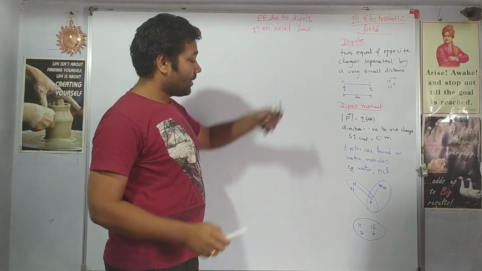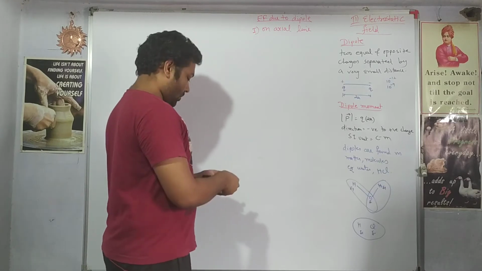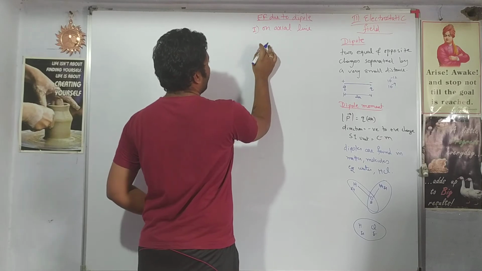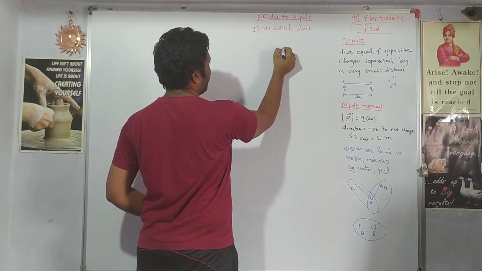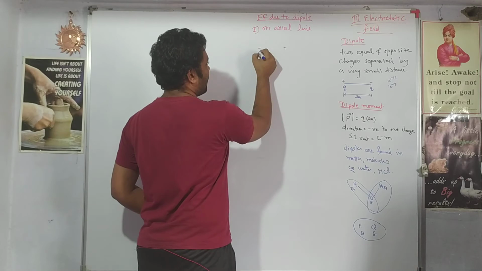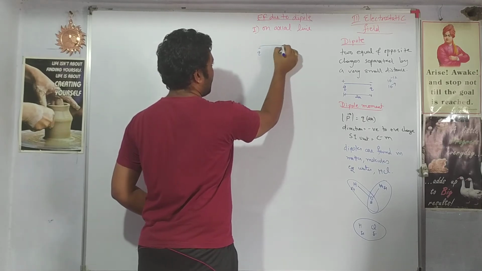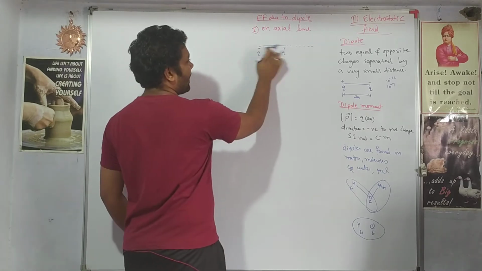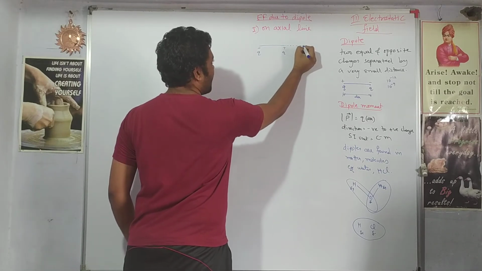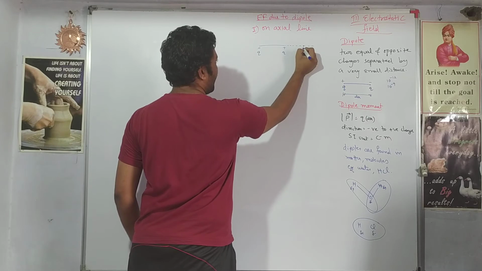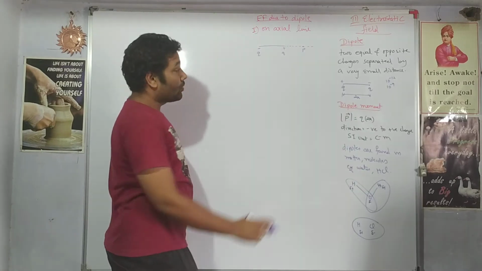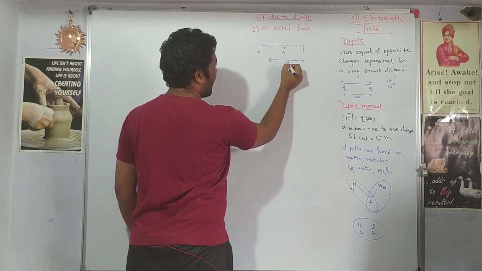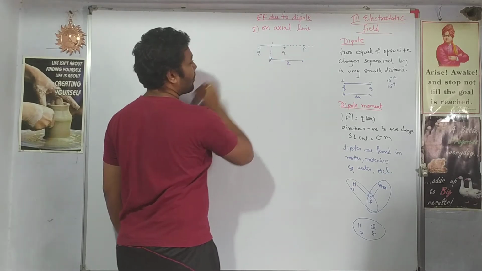Let us see electric field on the axial line. One is the positive charge and the other one is the negative charge. This constitutes a dipole, and this is called the axial line. This is the axis of the dipole. I want to calculate the electric field at a point P, and this point P is located at a distance x from the center of the dipole.